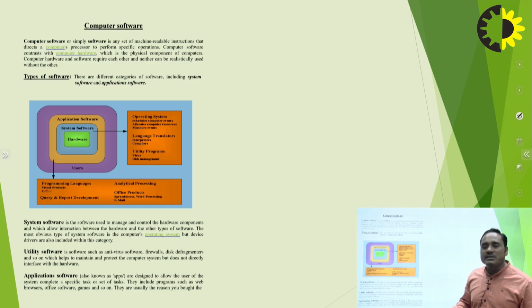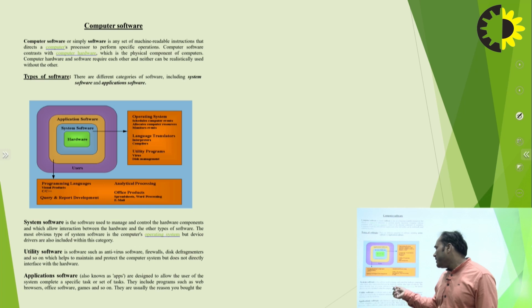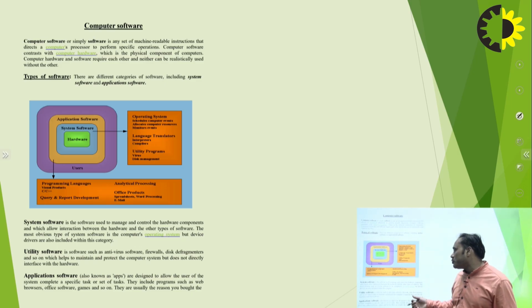So the operating system is system software. It provides the interface between the hardware and user, in such a way that you can run your program. There are different types of software. The second is utility software. What is utility software? It is a type of software like antivirus, firewall, disk fragmentation and so on. Basically they are protecting your system. The software is designed to protect your system from external or internal attack.